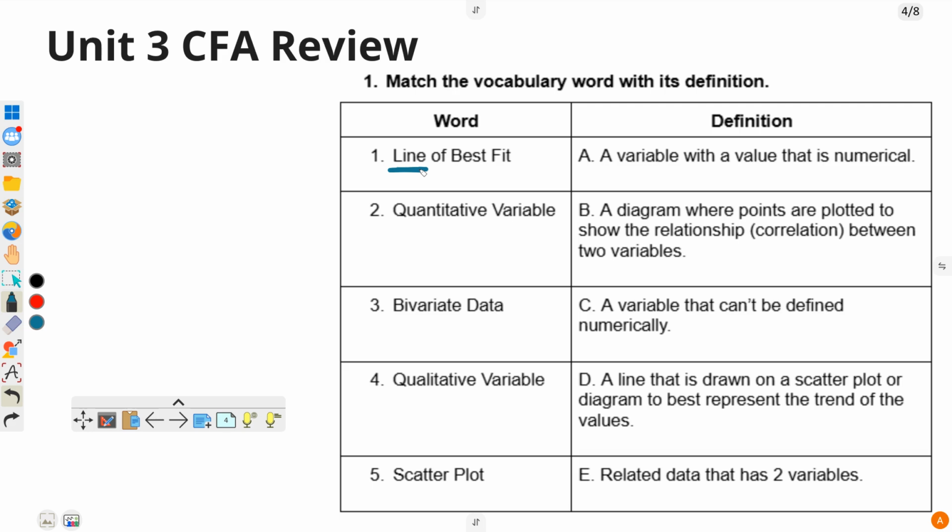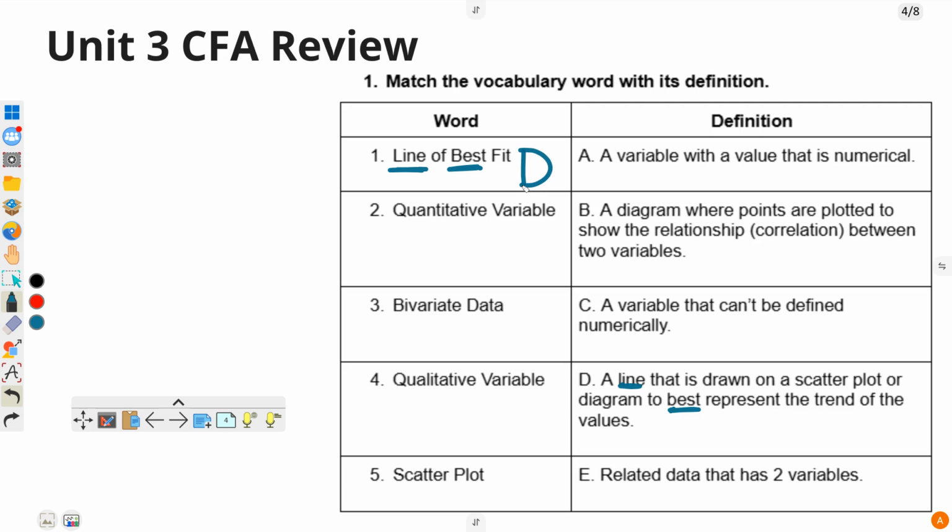So line of best fit. Well, when I look at my definitions, right here I have the word line, and right here I have the word best. So the line of best fit, that's the line that we draw to represent our data, right? To kind of show what direction it's going, what predictions we can make with it. We look at the association, we look at the correlation, okay? So for number 1, our answer is D.